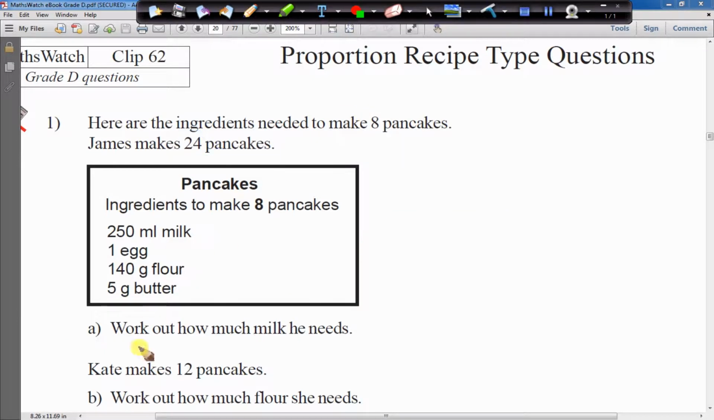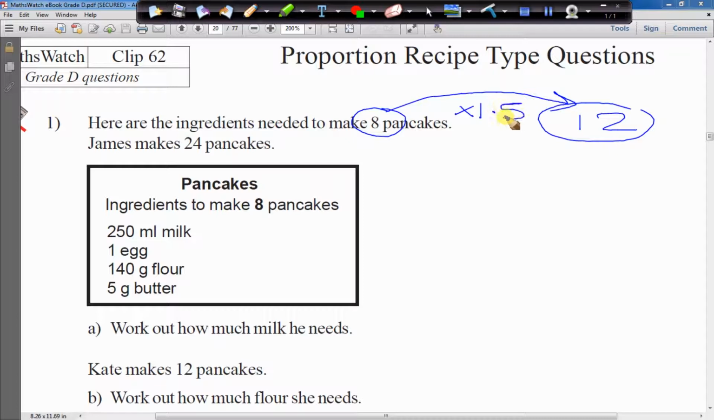Lovely. Part B. Kate makes 12 pancakes. Work out how much flour she needs. So now we are going from 8 and we're going to 12. So how do we get from 8 to 12? We multiply by 1.5. Yes. Half more, yeah? Okay. So that's 1.5.